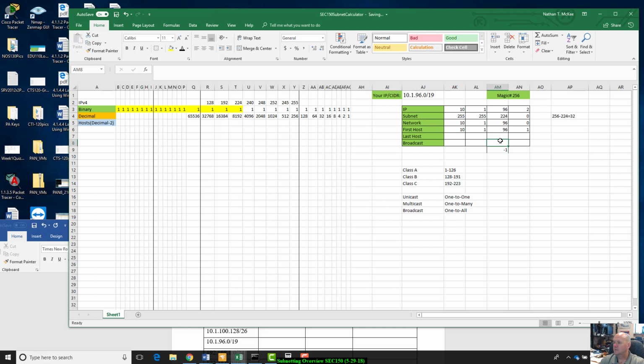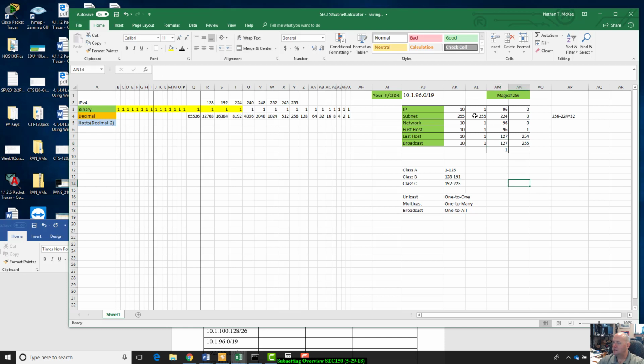So 127, and it's going to be 255. The last host address is going to be 1 less than the broadcast, so 10.1.127.254.